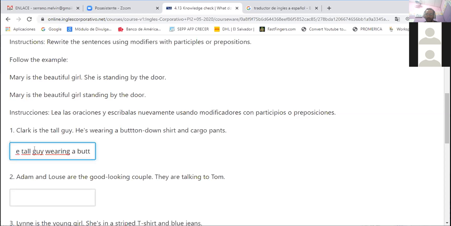See the first one? Look. Read the first one. This one. Yes, we only eliminate things. His. On his. Yes, Clark is a tall boy wearing button-down shirt and cargo pants.